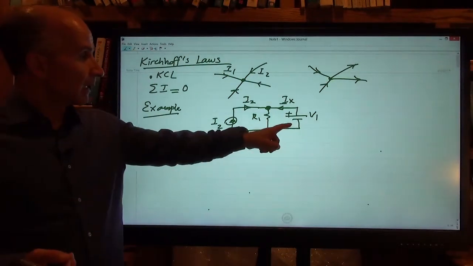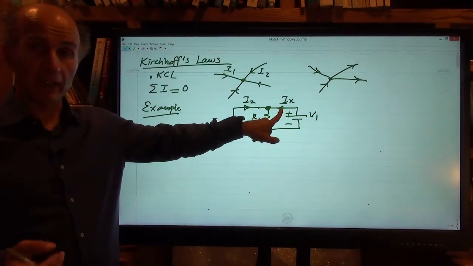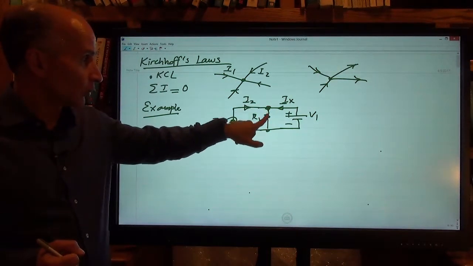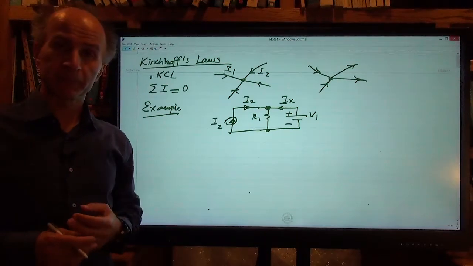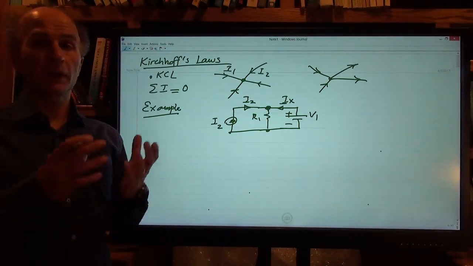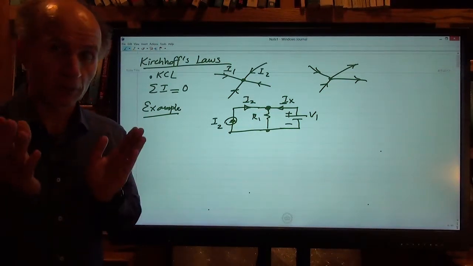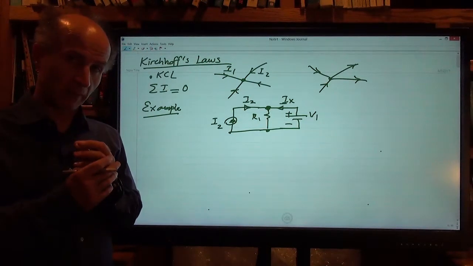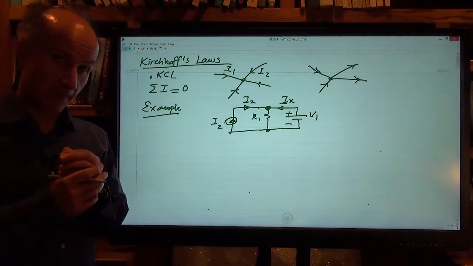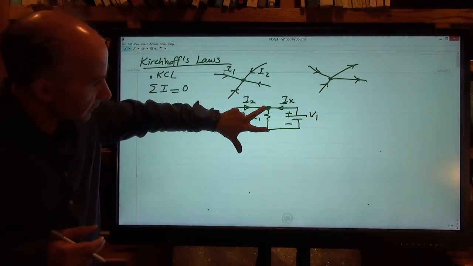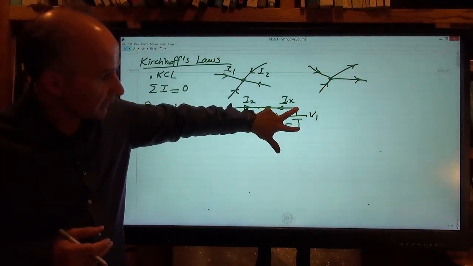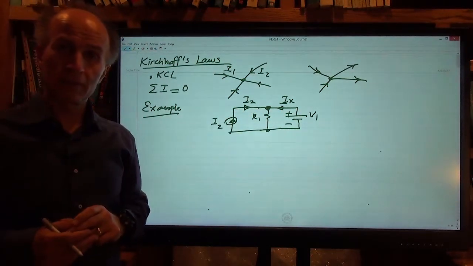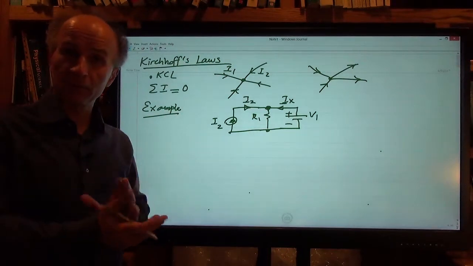Okay? This branch has a current Ix. We don't know what it is. We have to calculate it. How about this guy? Do we know the current through R1? Well, we know the current through R1 only if we know the voltage across R1. Do we know the voltage across R1? Yes, because this voltage is the same as this voltage, right? We have a battery connected across a resistor.